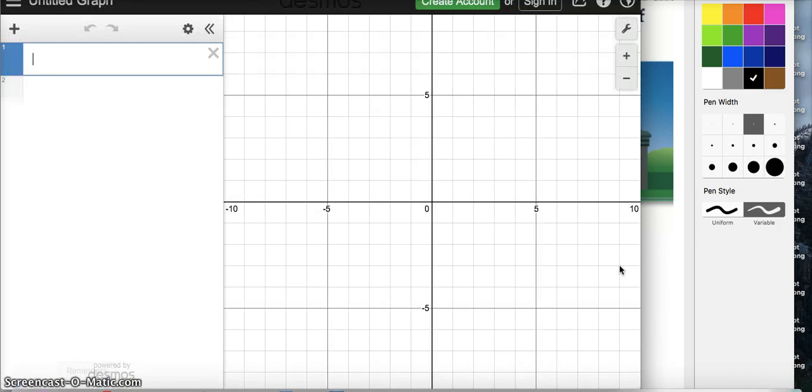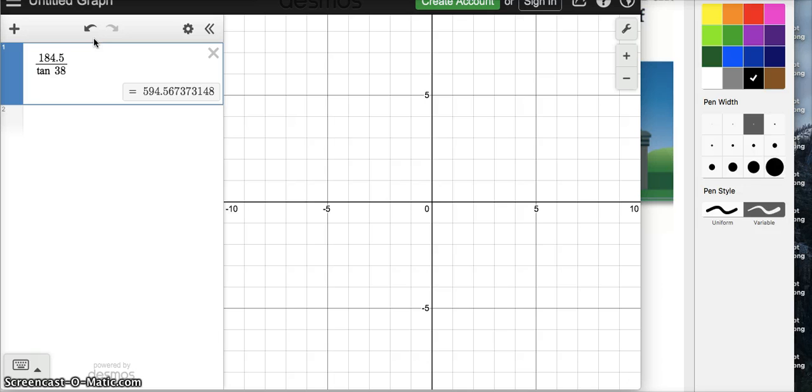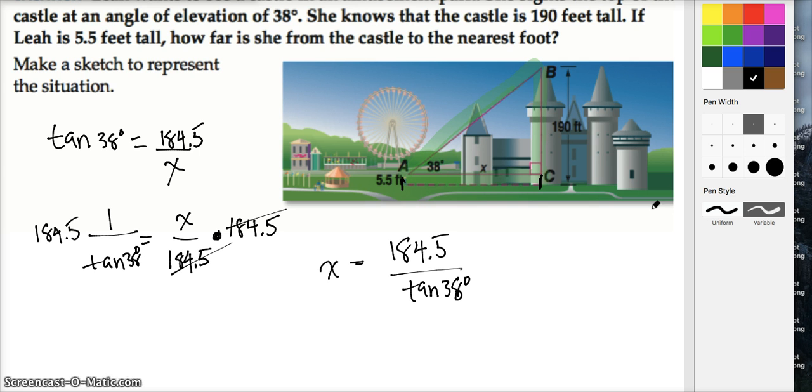I've got the information here. Let me click over really quick. 184.5 divided by the tangent of 38. Let's do that. I just typed that in, 184.5 divided by the tangent of 38, and I got this number. What were we trying to find again? I was trying to find x.